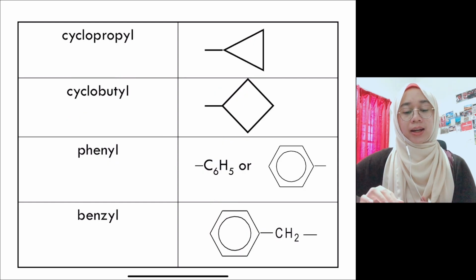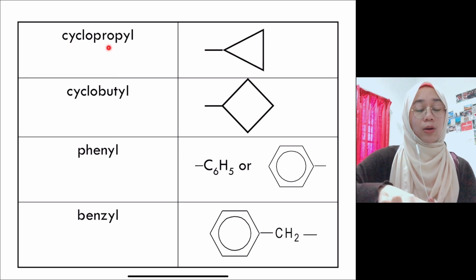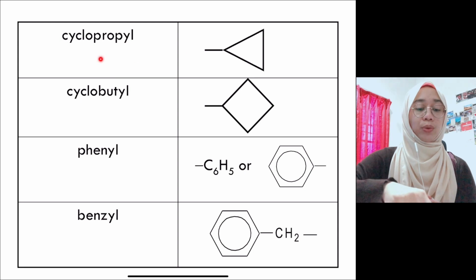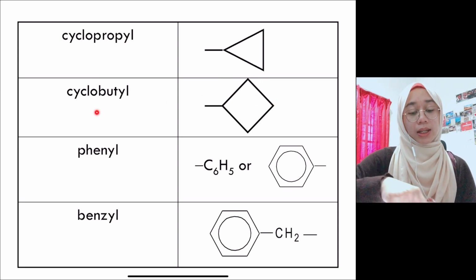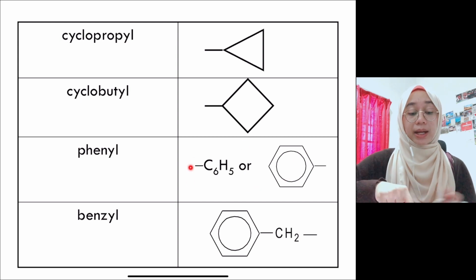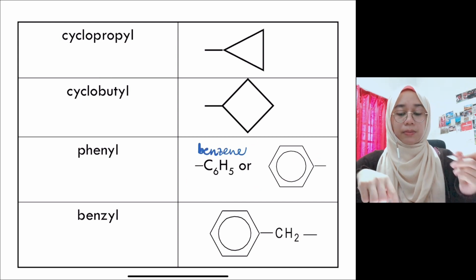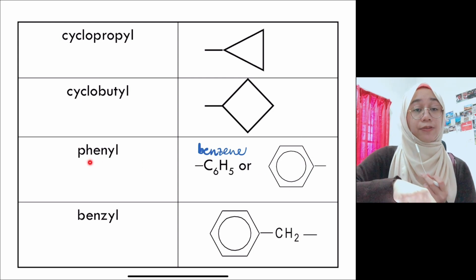Okay, and then if the ring becomes the substituent, don't forget the word cyclo. So if it is a ring of 3, it is not just propyl, we call it cyclopropyl. If it is a ring with 4 carbons, therefore it is cyclobutyl. And then this is the benzene ring class. Okay, this is a benzene ring. So the benzene ring here, if it becomes the substituent, we call it phenyl.